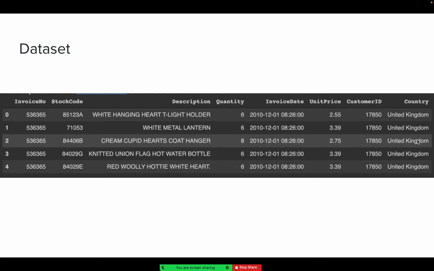So this is just some of our data set, and the features of it are the invoice number, the stock code, which is basically a product code, and then the description of the product, the quantity ordered, the invoice date, the unit price, the customer ID, and then the country that the customer is ordering from.